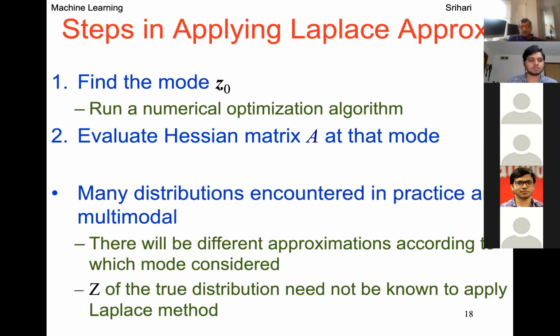But many distributions encountered in practice are multimodal. There will be a different approximation according to which mode is considered. Z of the two distributions needs to be known to apply the Laplace method. All right, so we saw some methods of determining the Z.